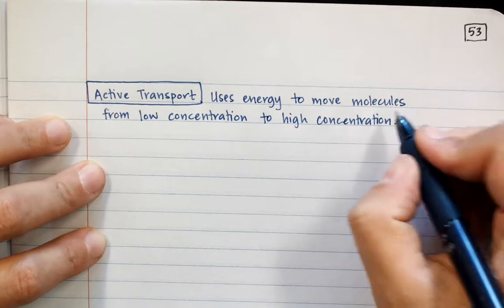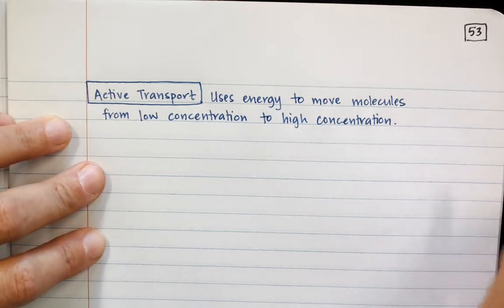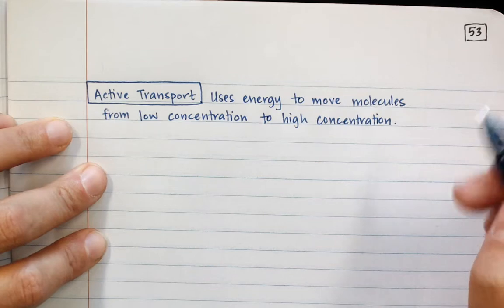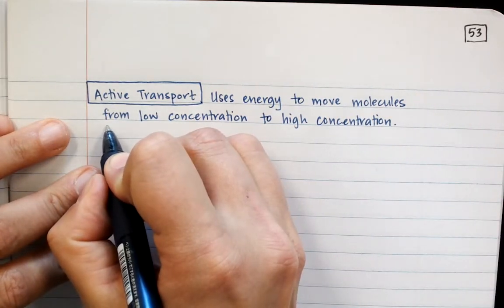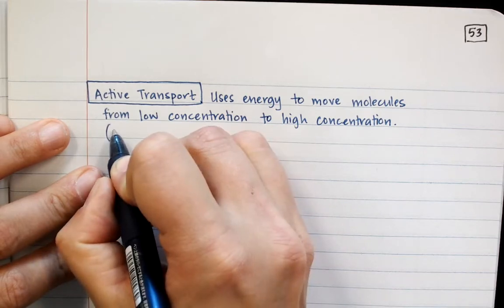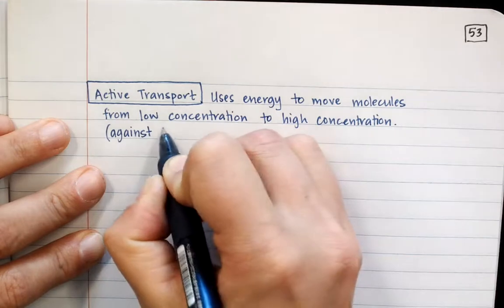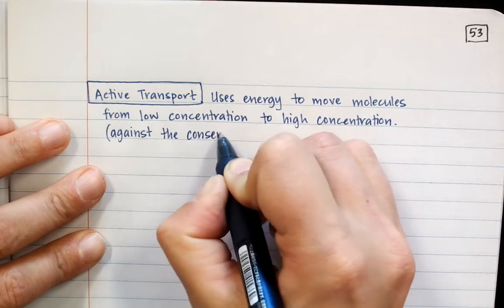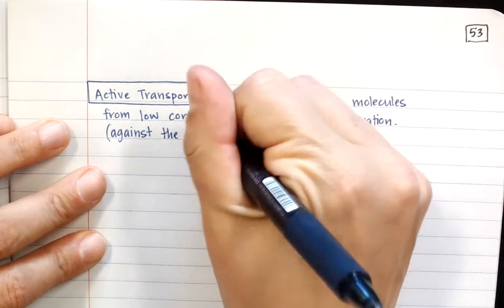And this is against the concentration gradient. So instead of being down or with or along, we would say that this is up or against the concentration gradient. So let's add a little note in here. This is against the concentration gradient.